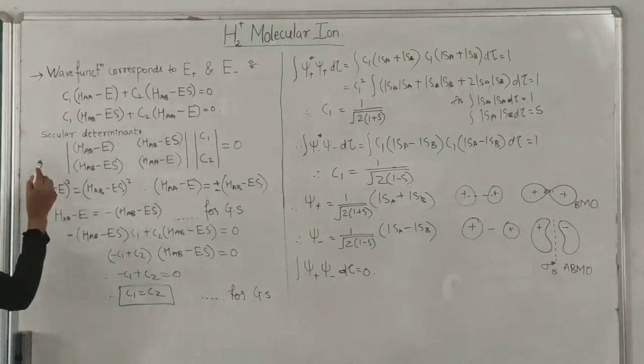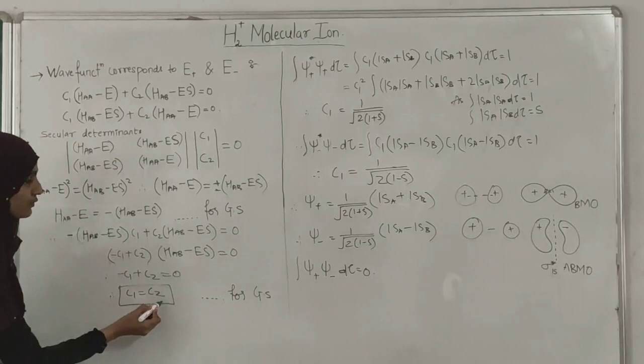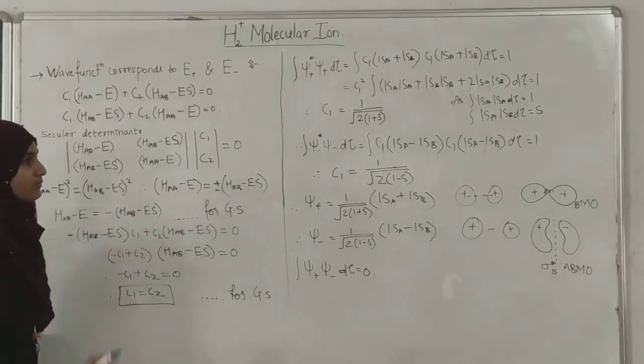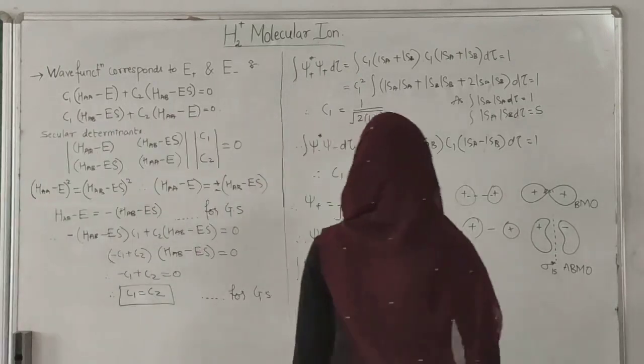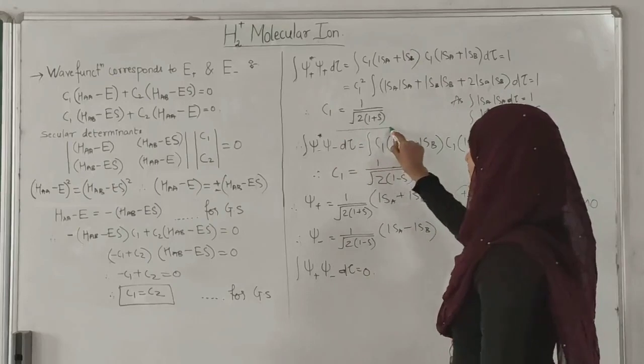So we'll solve the secular determinant, and we'll get that C1 is equal to C2 for the ground state. For the ground state, we'll consider the negative sign. Okay. So to find the C1, we will normalize the function and get the C1 value like this.